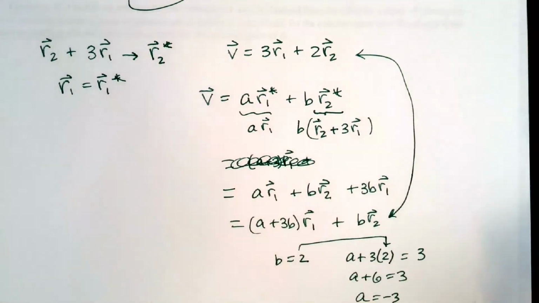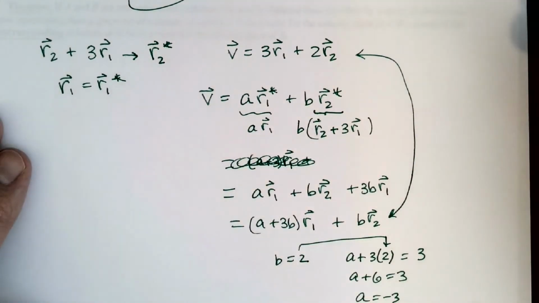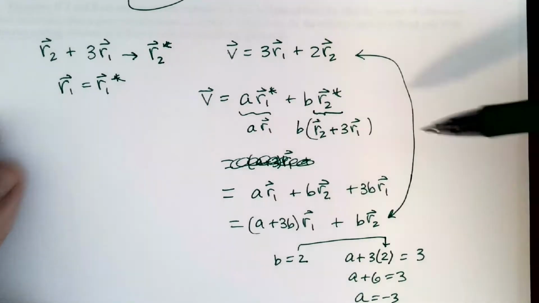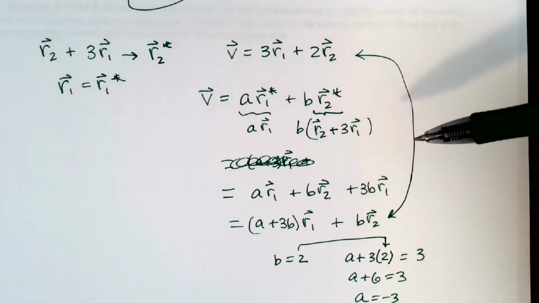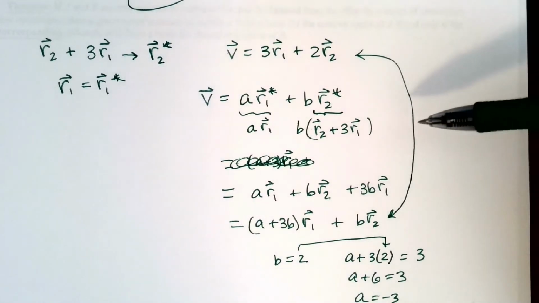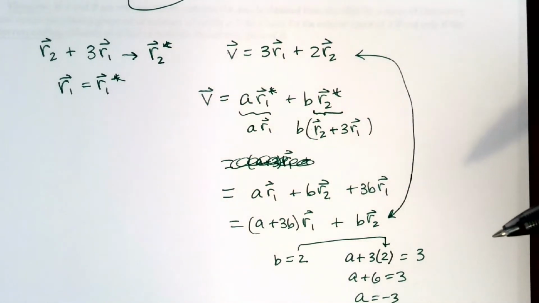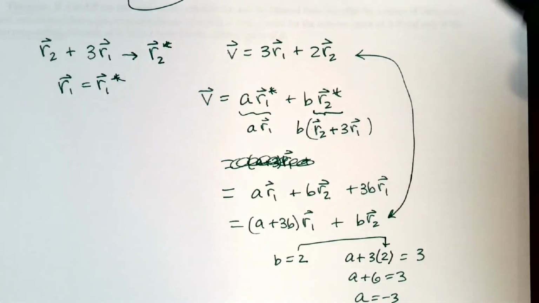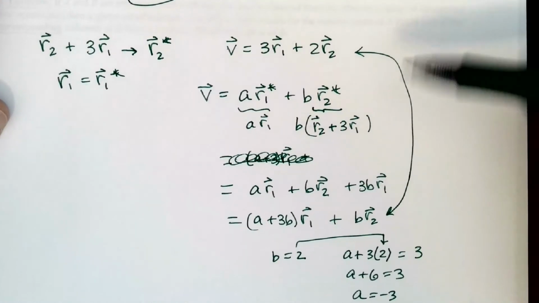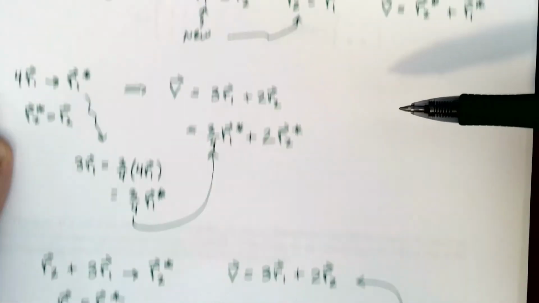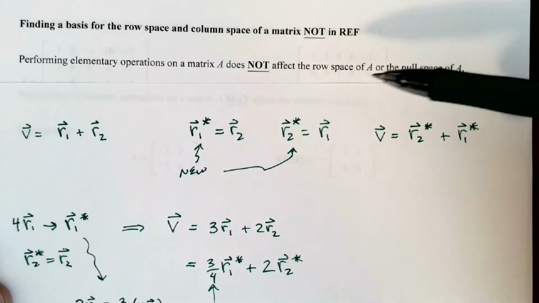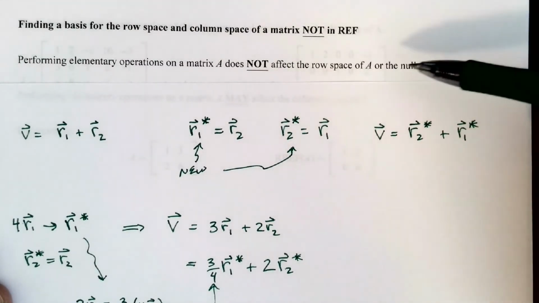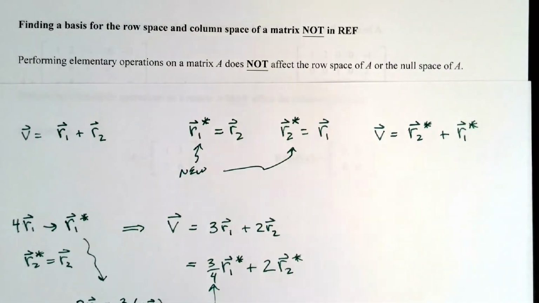Bottom line is, this is showing that no matter what row operation I do to the matrix A, the new matrix I get, the row space of that matrix is going to be the same as the row space of the original matrix A. So any row operation is not going to affect the row space. Okay, so if you didn't follow what I did here, that's okay. Just know that performing row operations on a matrix does not affect the row space of A or the null space of A.